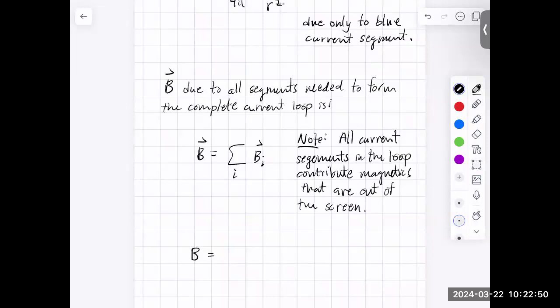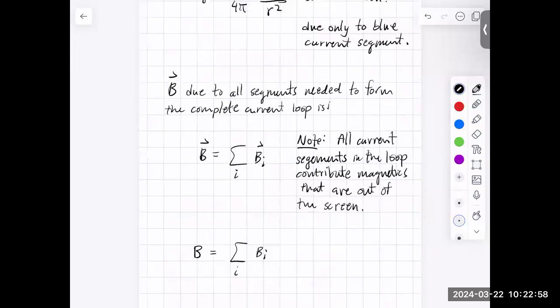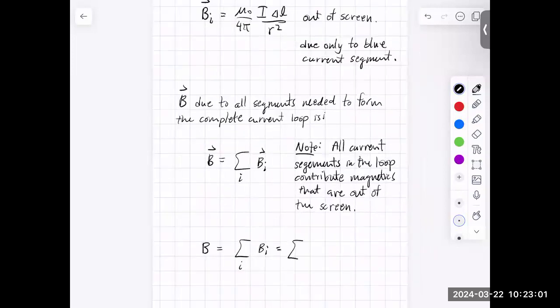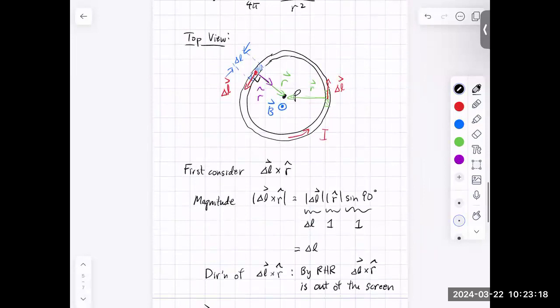So the net magnetic field will have a magnitude equal to the sum of the magnitudes of all the little segments. And we know that each of these segments are going to contribute a mu naught over 4 pi times the current times delta L divided by, say, Ri squared. But if we have a loop of current, then wherever we are on that loop, we're always the same distance from the center at point P. The Ri is the same for every single current segment.